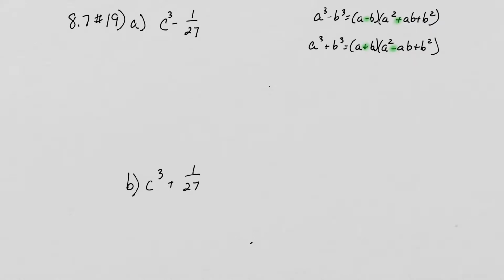So in 8.7, we're factoring the sum of two cubes and the difference of two cubes. Now these are two formulas that you need to have memorized, so I'll put a little circle around here. You'll use them whenever you have to factor two terms that are cubes and are either being added or subtracted.